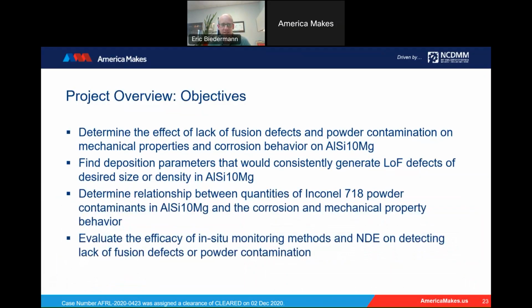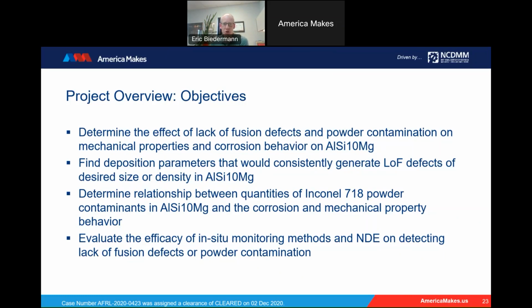The primary objectives of this project were to understand what effect defects like lack of fusion and powder contamination would have on mechanical properties and corrosion behavior in AlSi10Mg. So the program found what sort of build parameters would produce these defective material states, and then measured the relationship between those material states and the ultimate performance of these components. We were focused mainly on looking at the mechanical effects of LOF porosity in our PCRT work. And then a variety of NDE methods and in situ monitoring were applied to this population, including PCRT.